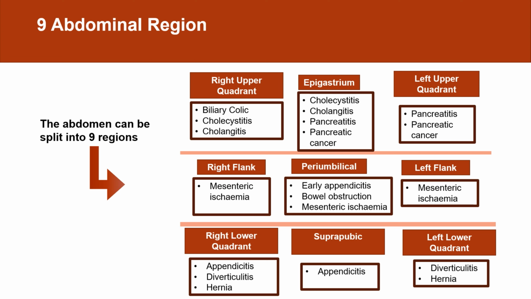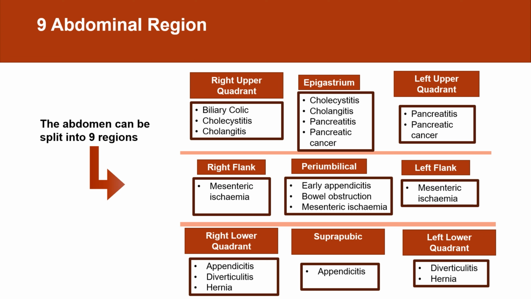Now, in the centre part of the abdomen, in addition to mesenteric ischemia, you can also get early appendicitis. Although the appendix is located in the right lower quadrant of the abdomen, early signs of appendicitis can start in the centre of the abdomen, then migrate towards the right lower quadrant. Now, the organ that's located in the centre of the abdomen is your bowel, so your small intestines and your large intestines. So bowel obstruction can occur, presenting with generalised central abdominal pain.